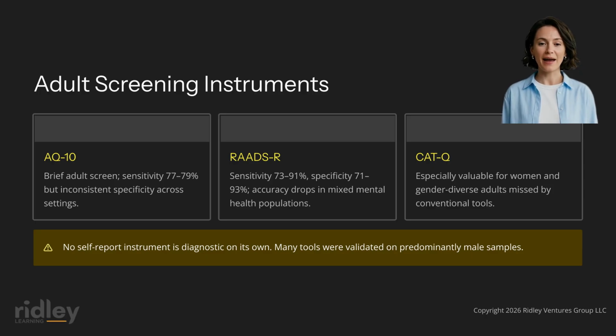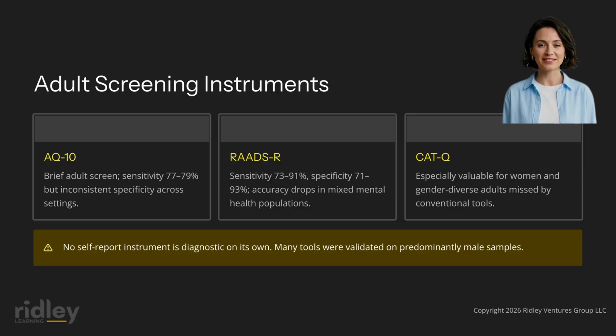The Ritvo Autism Asperger Diagnostic Scale, revised, known as the RADS-R, shows generally good performance across validation studies, with sensitivity ranging from 73 to 91% and specificity from 71 to 93%, reflecting considerable variation depending on the clinical population studied. However, in mixed adult mental health populations, where many non-autistic patients share overlapping features, overall diagnostic accuracy drops to a moderate level, with sensitivity of 75% and specificity of 71%.